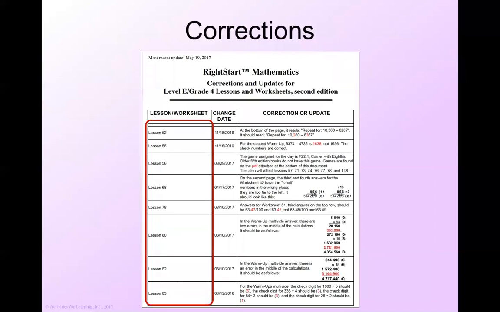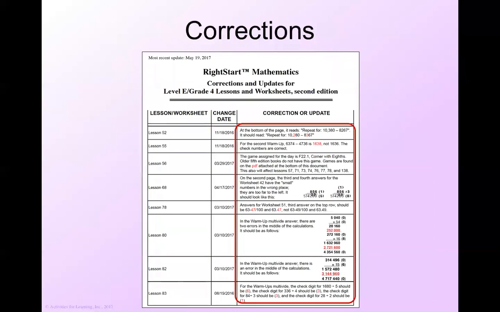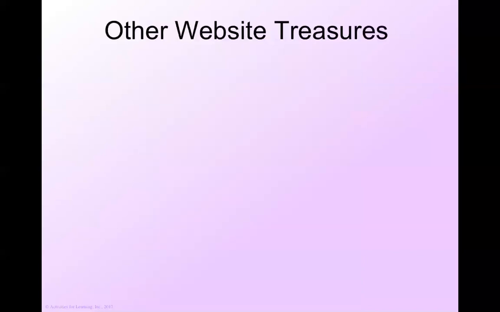Right here it tells you the lesson or worksheet, the date that the change was made, and the correction or change that was made to it. Up here at the top, it says when the most recent update was. If you look at your copyright page, they'll have a print date. If your date is after May 19th, 2017, you have all of the changes in it. If not, you can go ahead and look at the change date and see if something needs to be corrected or if what you were wondering about was there.